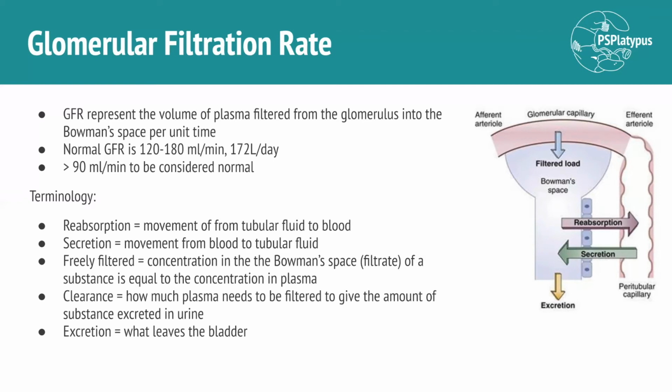Freely filtered means the concentration in the Bowman's space or ultrafiltrate of a substance is equal to the concentration in the plasma. Therefore, the filter doesn't actually prevent it from exiting the blood into our Bowman's space. Clearance means how much plasma needs to be filtered to give the amount of substance excreted in urine, whilst excretion means what leaves the bladder.